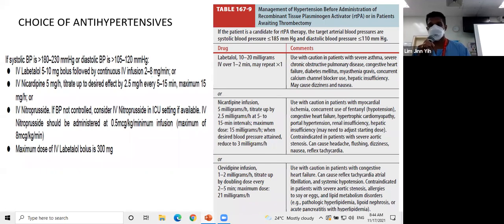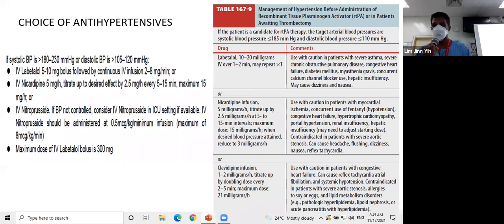So what are the side effects of these medicines? For labetalol, it may cause dizziness or nausea in patients. Just watch out for those kinds of side effects, and make sure to ask about their comorbids as well. Those patients with severe asthma, COPD, or even a history of myasthenia gravis, we have to be really cautious in using labetalol because it may exacerbate the symptoms that they already had before this. So make sure to ask about all these comorbids before giving labetalol.